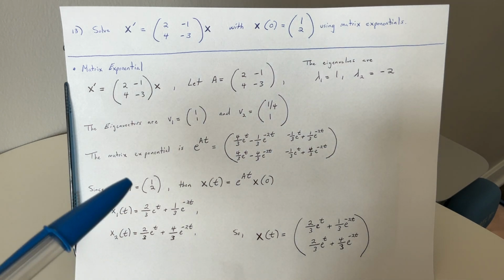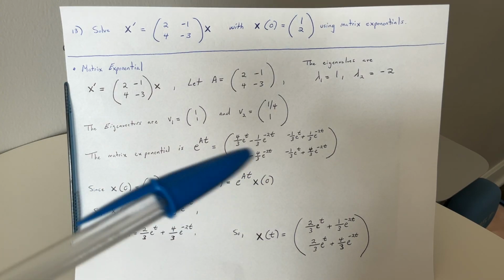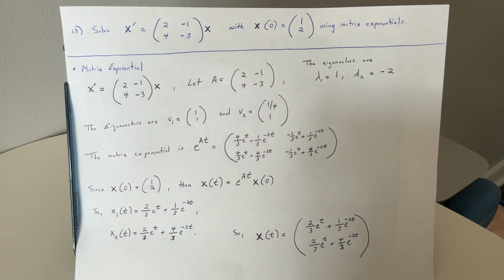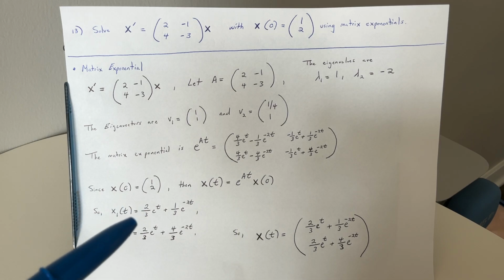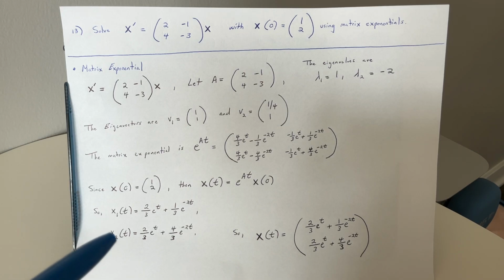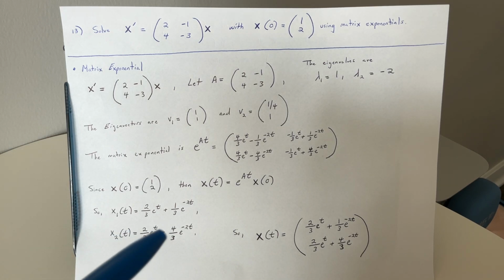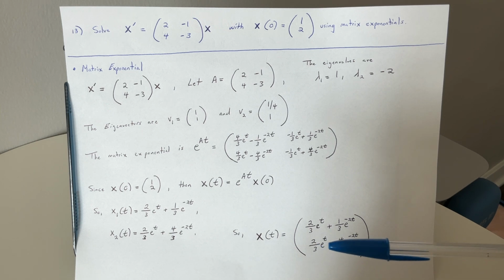And since x of 0 equals this column 1, 2, then x of t equals e to the At times x of 0. And so x sub 1 of t equals 2/3 e to the t plus 1/3 e to the negative 2t, and x sub 2 of t equals 2/3 e to the t plus 4/3 e to the negative 2t. So in the end, x of t equals first row 2/3 e to the t plus 1/3 e to the negative 2t, second row 2/3 e to the t plus 4/3 e to the negative 2t.